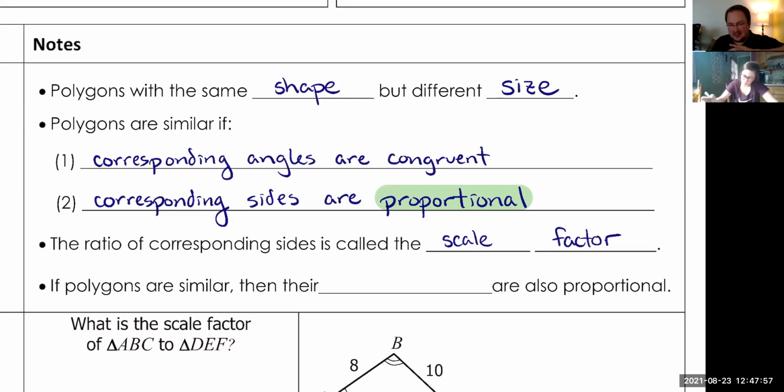And then there's a little side bit of information. This actually will play a role towards the end of the beginning of our notes here, which states that if polygons are similar, which we're going to see how to determine in just a moment, then so long as you can prove that they are similar, you can actually say without a bit of doubt that their perimeters are also proportional. So if all their sides are proportional, then their perimeter must also be proportional as well.